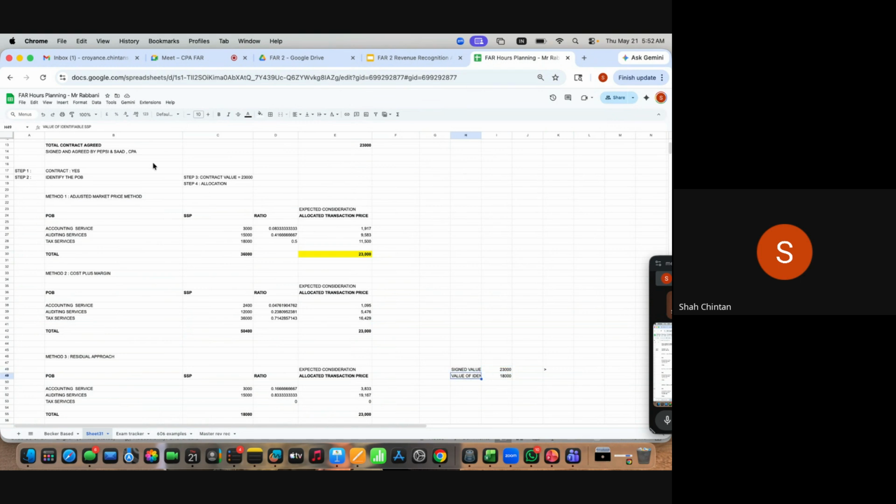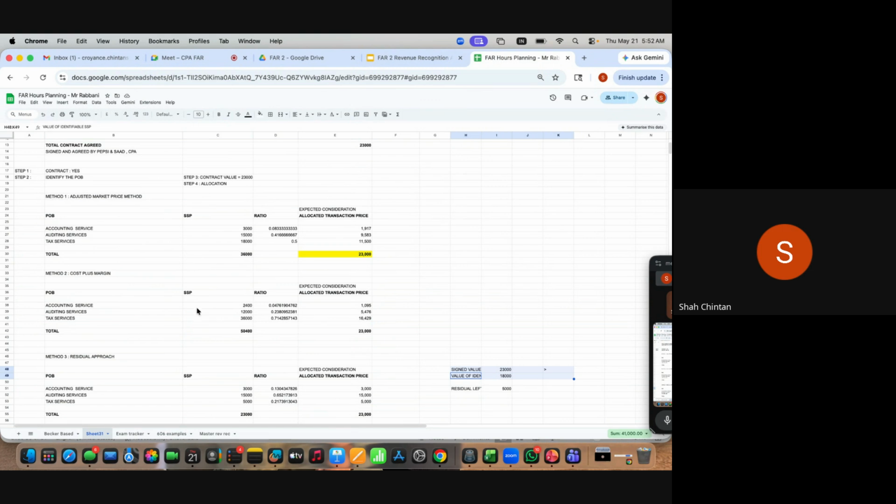What is the value of identifiable SSP? You could identify the two SSPs. The value of identifiable SSP is $18,000. So what is the residual left? $5,000. This is the residual which is left, and it can be straight away allocated to the third product for which SSP is not available. So if these two conditions are met, then and only then can the residual approach be used.